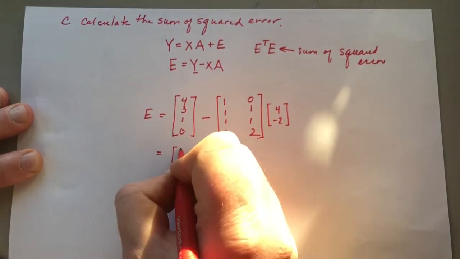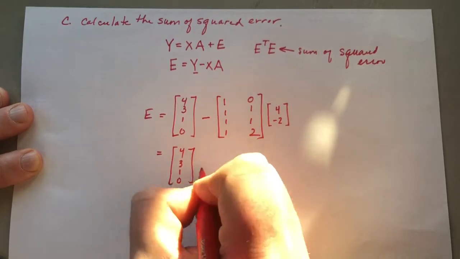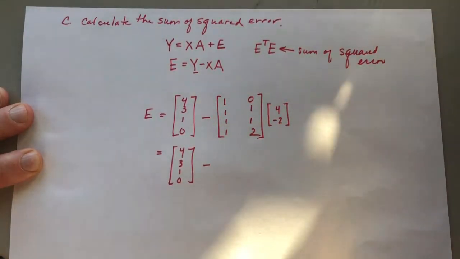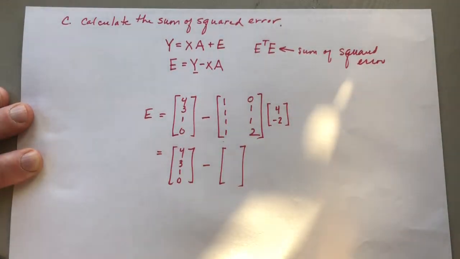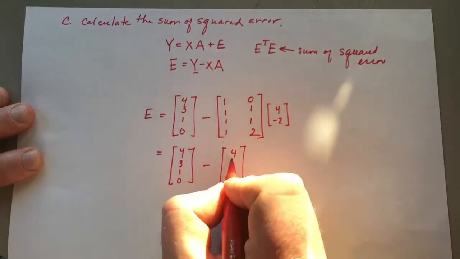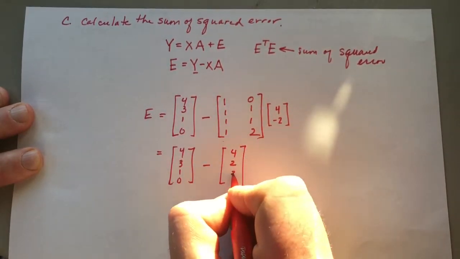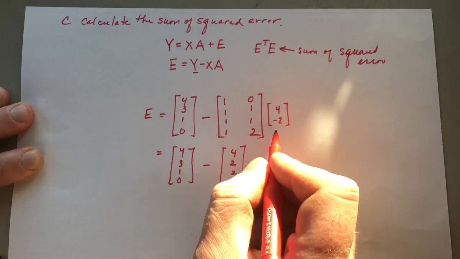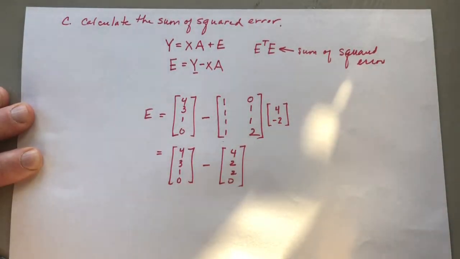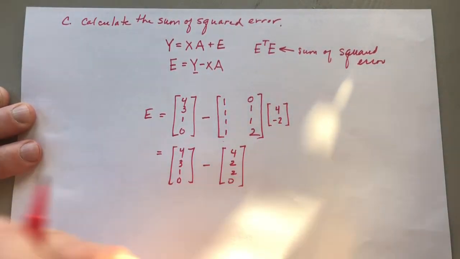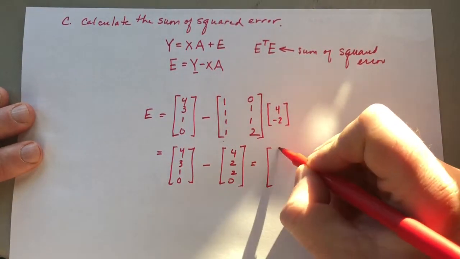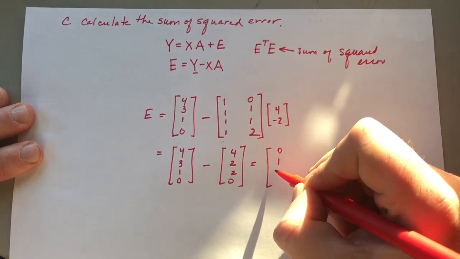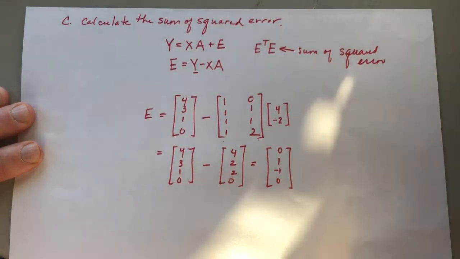So if I multiply these two matrices together, I'll end up getting a 4 by 1, which is what I need to subtract it from y. And I get 4, I get 2, I get 2, and I get 0. So that's what I get. Now let's go ahead and subtract these, and we should get E. So I'll get 0, 1, -1, and 0. Sure enough, that's my E.